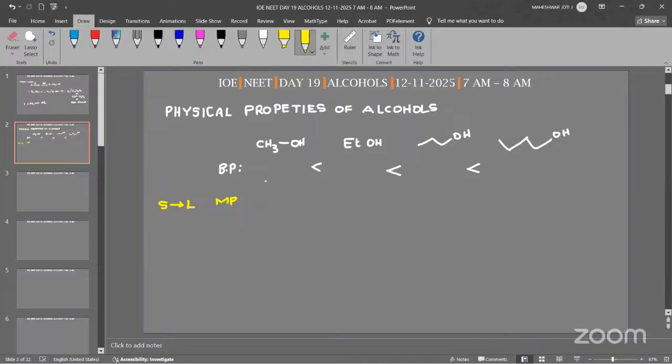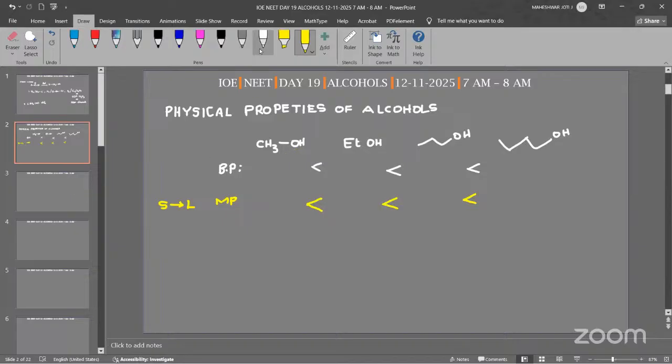So just now we have discussed that intermolecular attractions or van der Waals attractions depend on surface area. Surface area depends on number of carbons in the straight chain. So among these four alcohols, N-butyl alcohol has more number of carbons in straight chain, hence surface area would be more, intermolecular attractions would be more, hence its melting point would be more. So melting point of N-butyl alcohol is greater than that of N-propyl alcohol is greater than that of ethyl alcohol is greater than that of methyl alcohol.